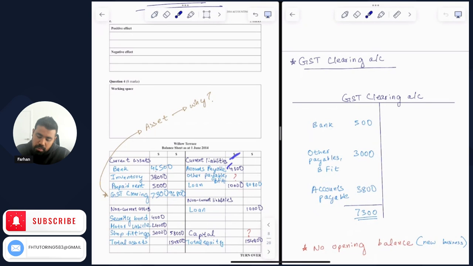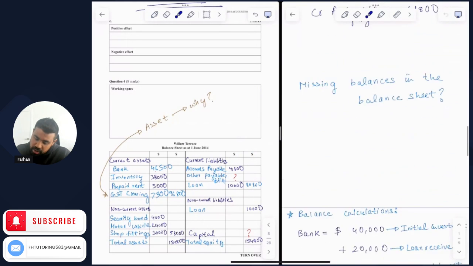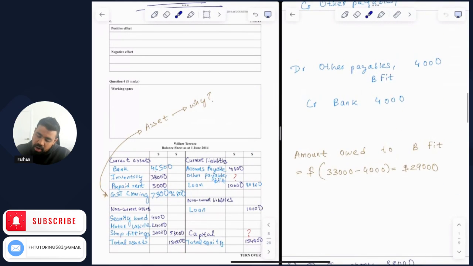Now let's look into the current liability section. So starting with the accounts payable, we owe $41,800 to our credit suppliers. This was calculated through the purchase of inventory worth $38,000 and the GST of $3,800 that we would be paying. Then the amount that we owe to BFIT, from whom we purchased shop fittings, we have calculated the final amount we owe, and that was $29,000. So let's include that here. And then you got the loan of $10,000, which we expect to repay in 12 months. And altogether, the total of current liabilities is $80,800.